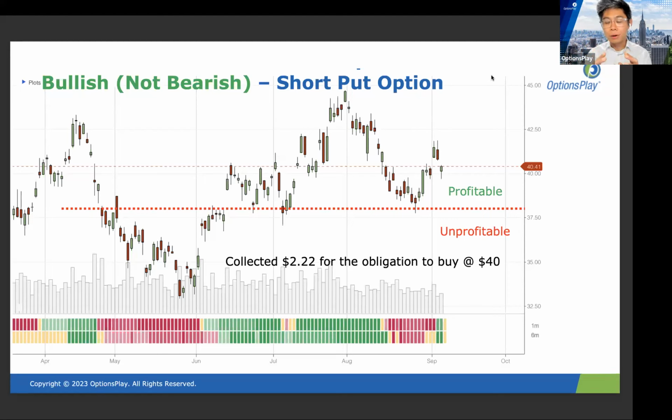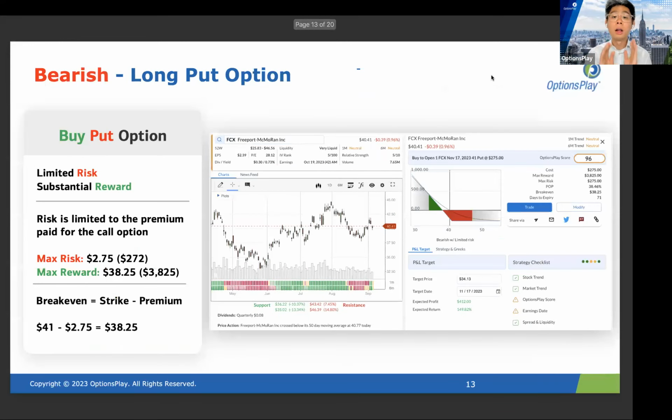But the strategy driver is going to be the same. And that's why it's so important to understand the differences between buying an option and selling an option. Okay, so moving on, long put. Now, if you understood the long call and short put option, then the long put and the short call option are going to be really easy to understand, because they're just mirror images of it.